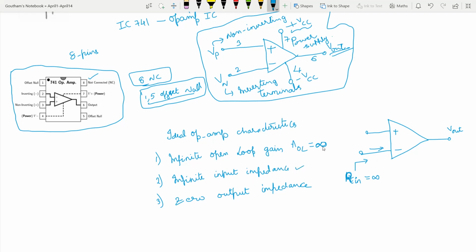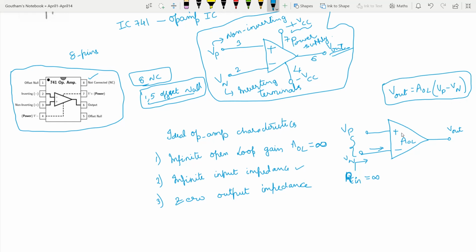Infinite open loop gain. This op amp has an open loop gain of AOL, and that is infinity. What an op amp does is, suppose its positive terminal voltage is Vp and the negative terminal voltage is Vn. Then V out is nothing but AOL times (Vp minus Vn). So this is what your op amp does.